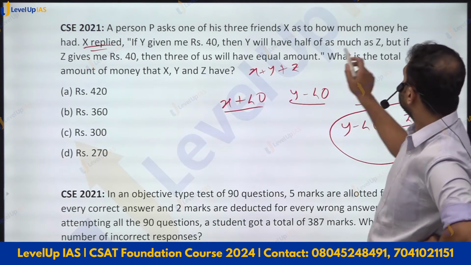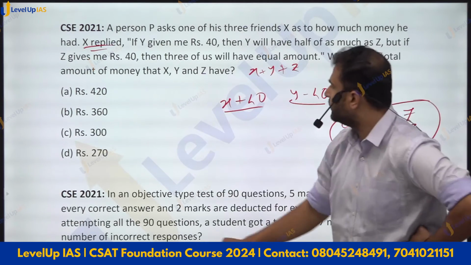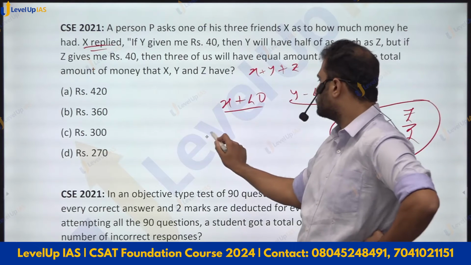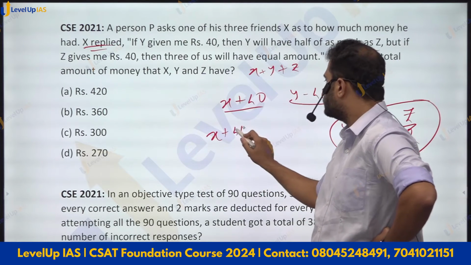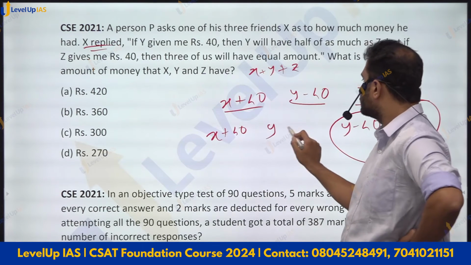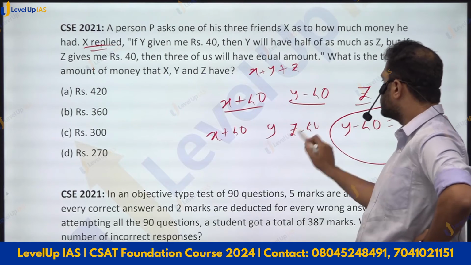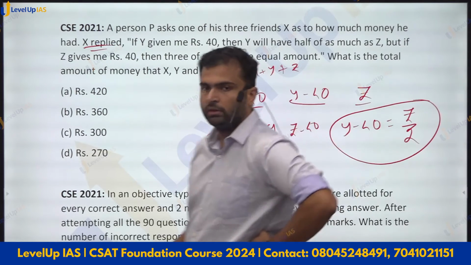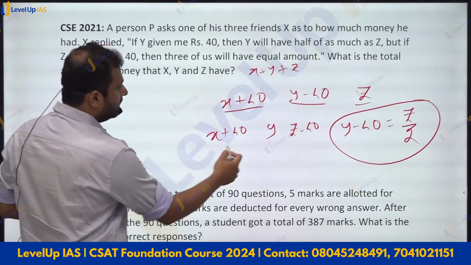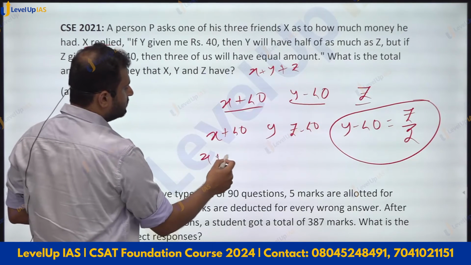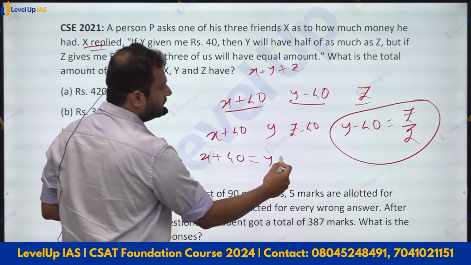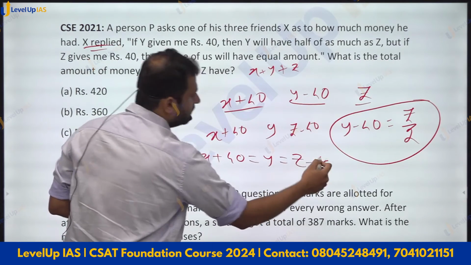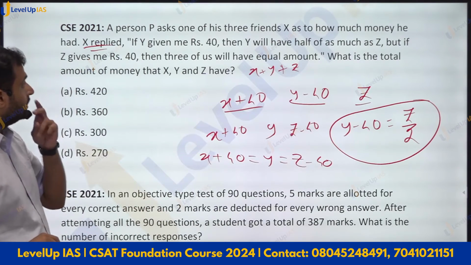Fine. But if Z gives him 40, then X will have X plus 40, Y will have the same and Z will have Z minus 40. Then the 3 of us will have an equal amount, that is what he is saying. That is, X plus 40 is equal to Y is equal to Z minus 40. That is the equation. Fine.